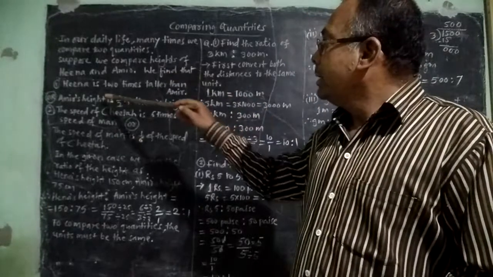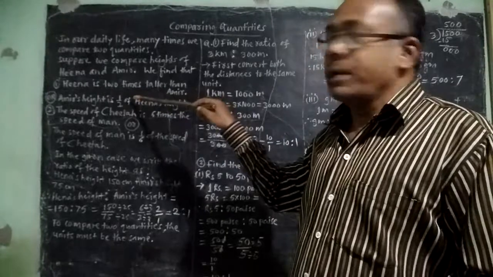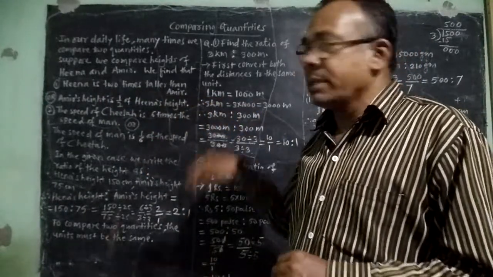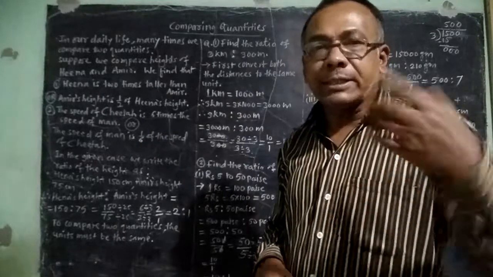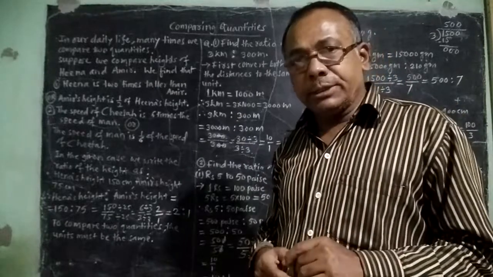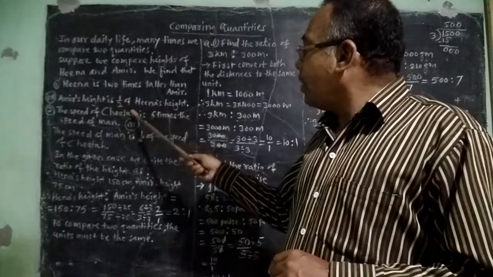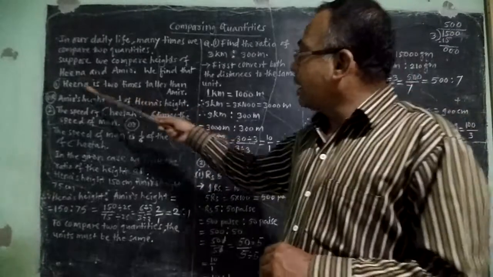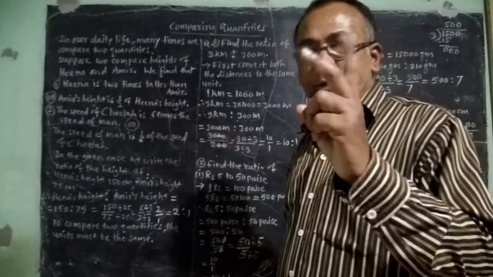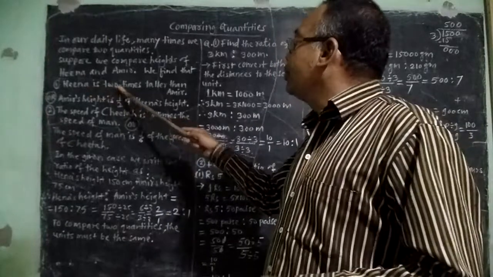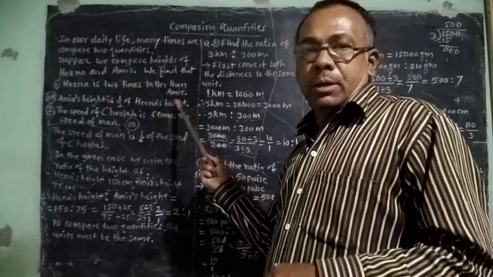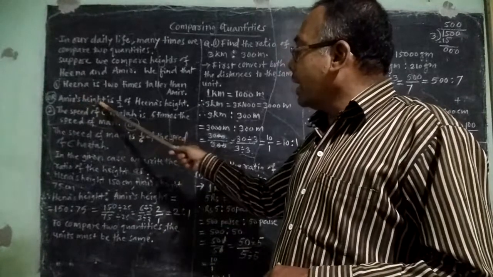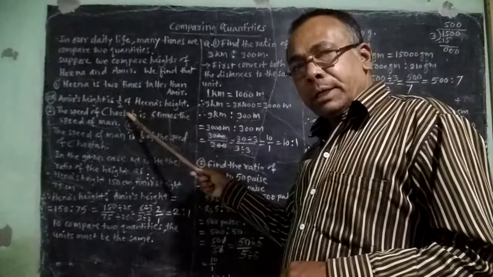We find that Hina is two times taller than Amir. Or we can say that Amir is half of Hina's height. Means the above statement can be represented in two manners. First, Hina is two times taller than Amir, or in reverse manner we can say that Amir's height is one half of Hina's height.